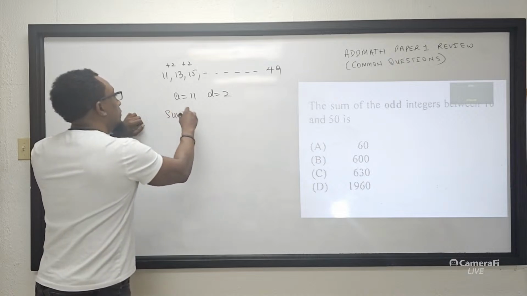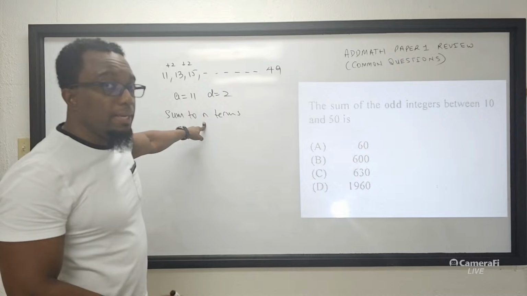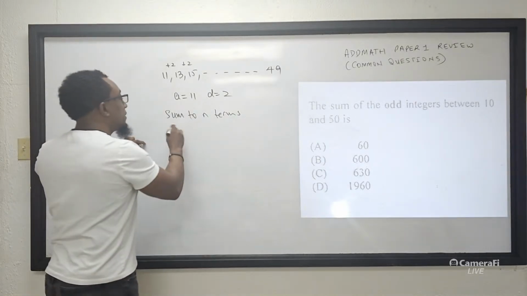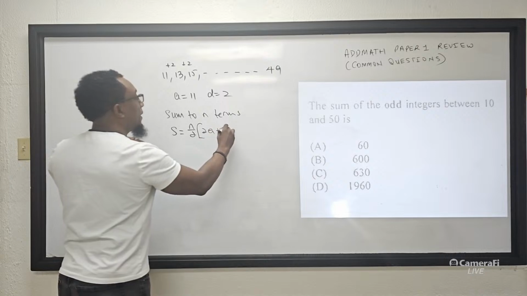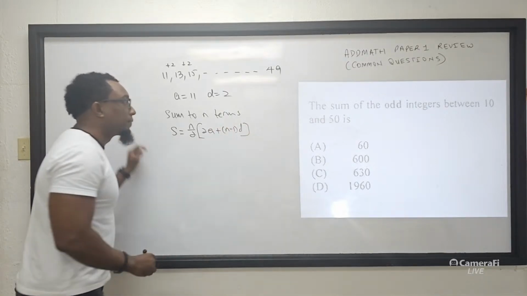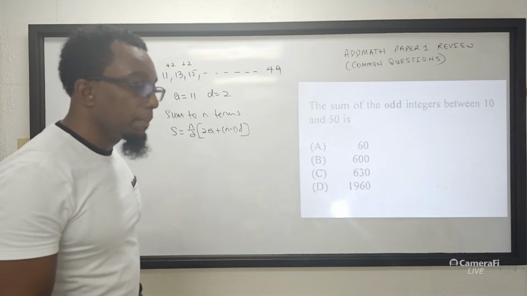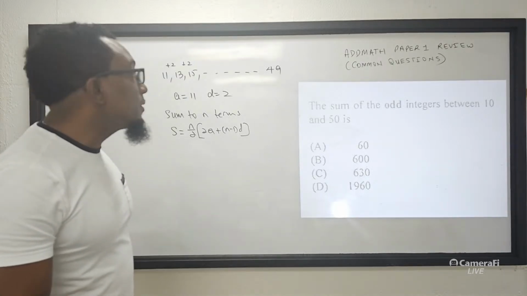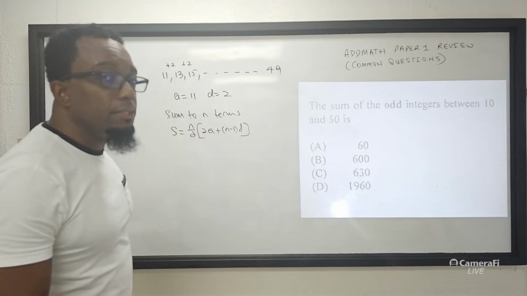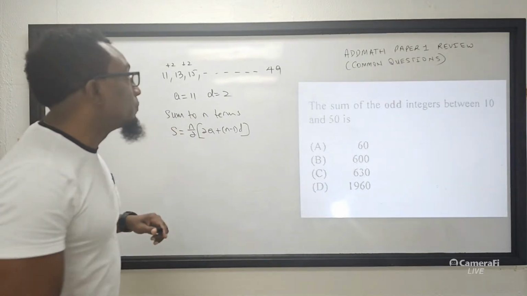So, the sum to n terms, and we'll find n shortly, can be found using the formula S is equal to n over 2 into 2a plus n minus 1 d. So we're going to use that formula to help us find the sum to n terms. So how are we going to determine how many odd integers occur between 10 and 50? This is what we do.